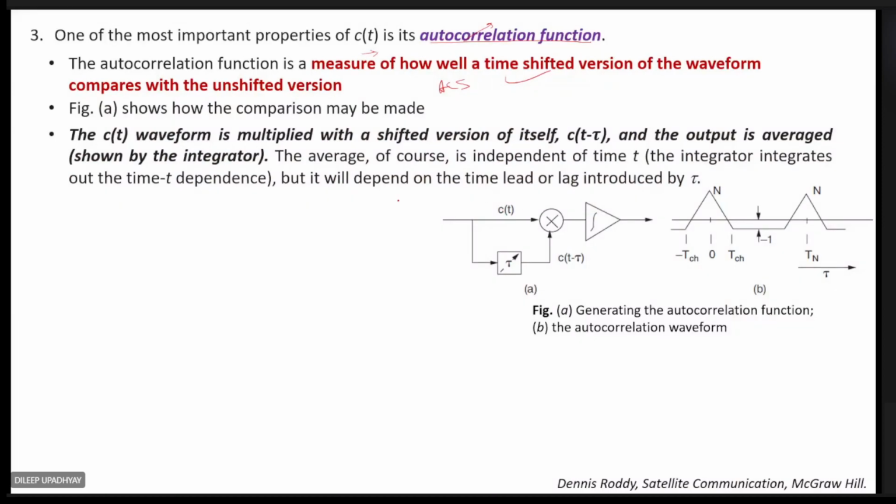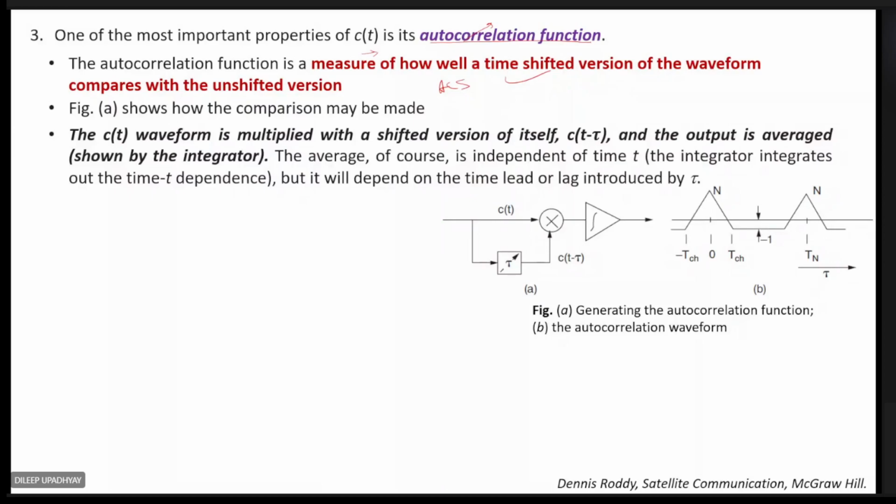For the PN sequence, the autocorrelation function is an integration over 0 to L Tc, where L is the number of chips and Tc is the chip duration, so at least one period needs to be integrated. We integrate the multiplication of c(t) and the shifted version of c(t), that is, c(t) into c(t minus tau) dt. Since we integrate with respect to time t, the resultant value after this integration will be a function of tau only.